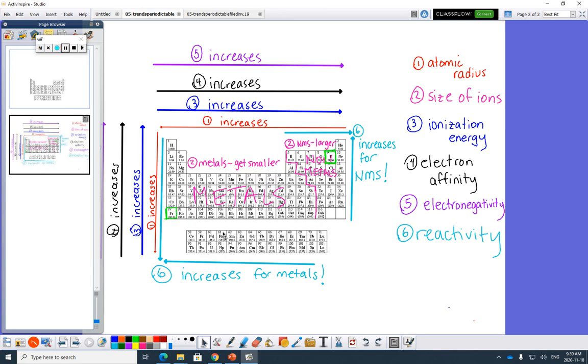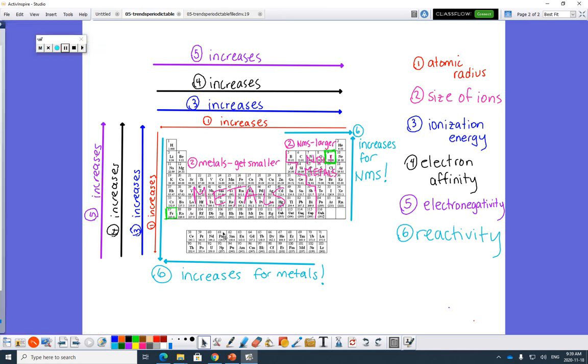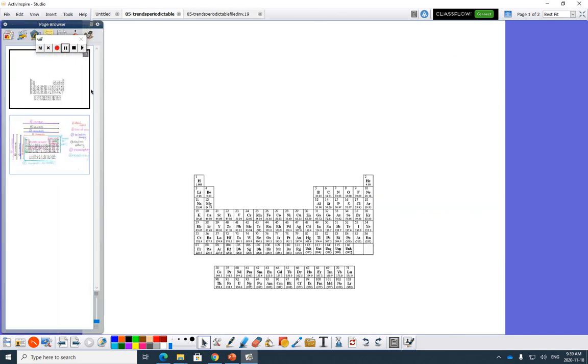Okay, so this is what I want to do, okay? We're going to draw some arrows, different colors, okay? That's our final product. But we're going to do it together.